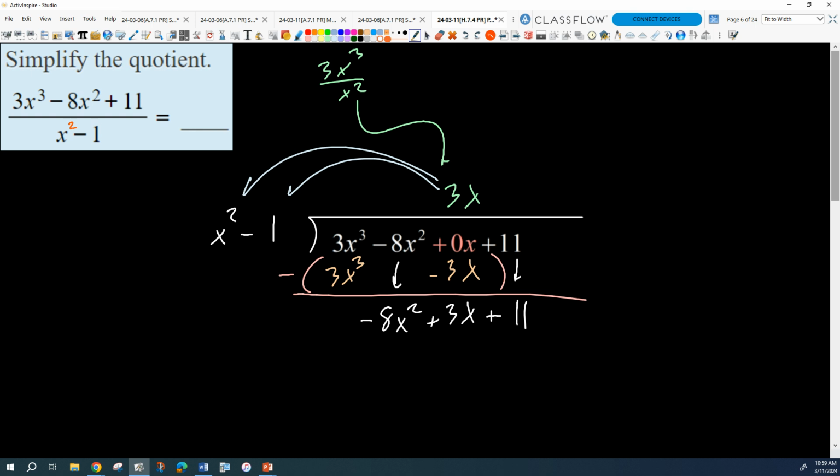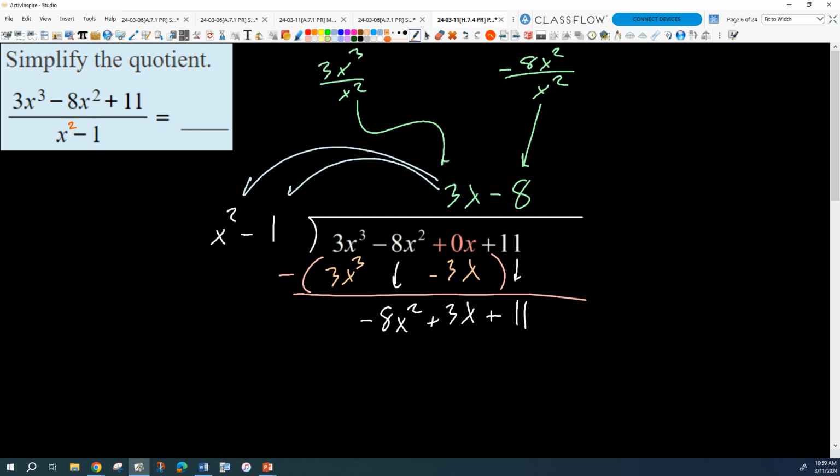Take out an 8. Negative 8. And where I get that is the leading term inside divided by the leading term outside, which is negative 8, right? So, make sense? Okay, questions? If you have any questions, stop me and ask them. Okay, now what?